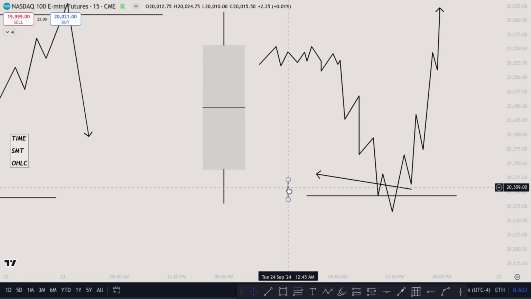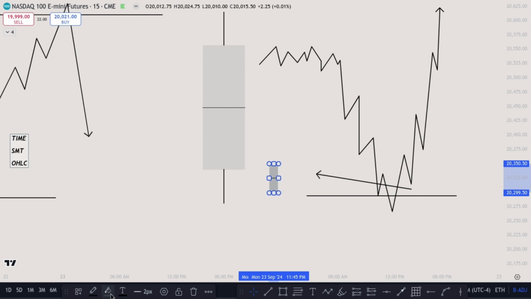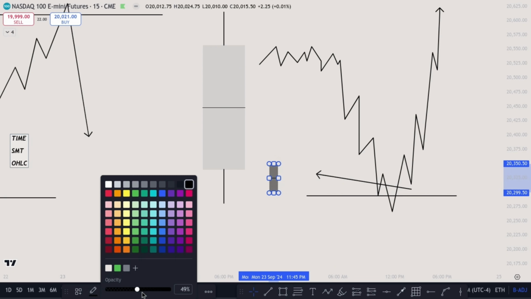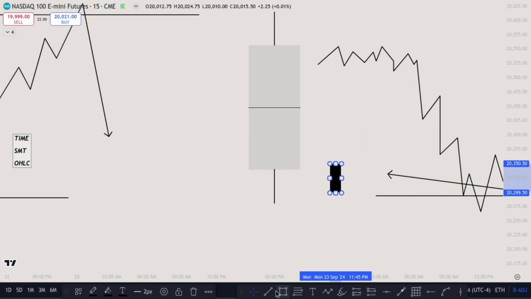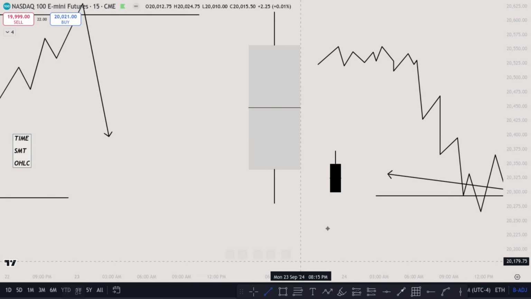So if you want to enter right here, what you want to look for is, in this case, we're going to have that bearish candle. I'm going to make a little bit of that candle. Then you're going to have a wick. And then you're going to have this wick right here.